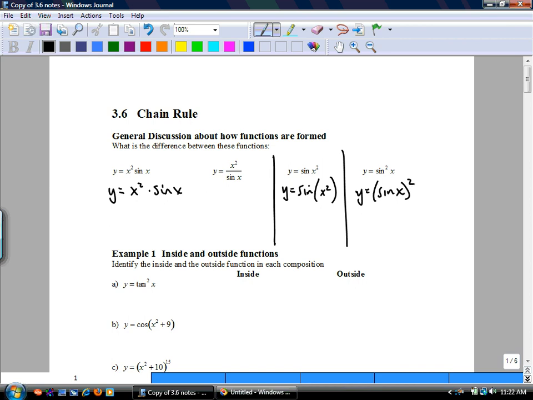Okay, they're not the same. Sine squared x means sine x all squared. That's just notation creeping into math language and saying that this means the same as that. So what is the difference? They all have x's, they all have sines, they all have squared components. The first one is the product rule, the second one is the quotient rule, and the last two are the chain rule. So when you have functions within functions, you need to use the chain rule.